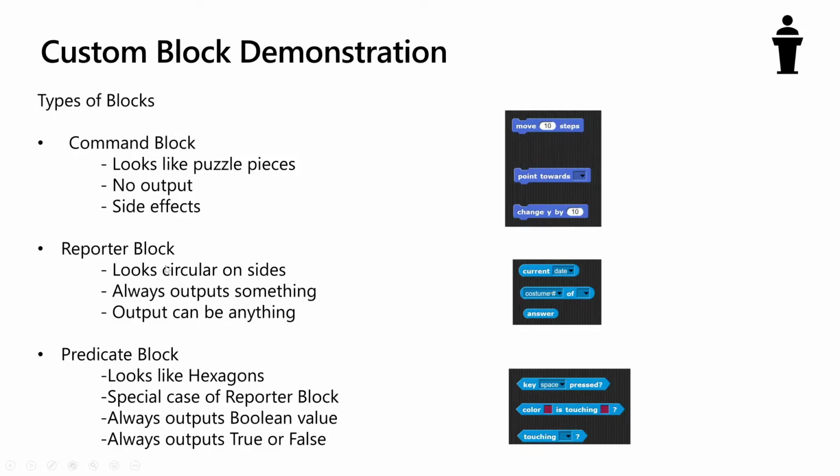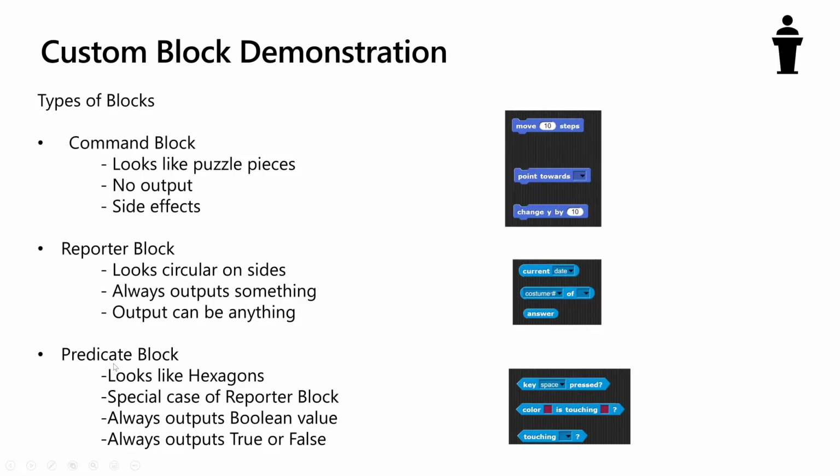Then the next one is a reporter block. It looks circular on the sides, and it always outputs something. If you say current date, it will output today's date. If you say costume of one sprite, it would show you what costume this sprite has. And if you say answer, it would give you the answer to any of the questions that you ask. So outputs can be anything, but it always outputs something. You have to remember that in command blocks we do not have any output. In reporter blocks we always have an output.